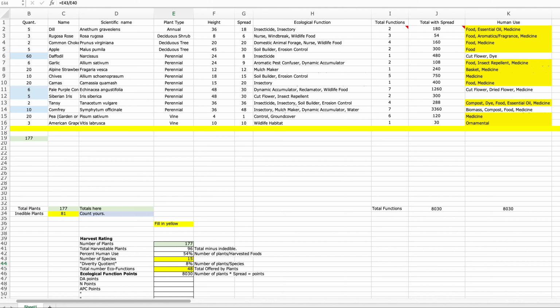Hi, Dan Halsey here. Just wanted to give you a short tour of the ecological function scoring sheet that we have on Moodle and working for the class. This is a very basic and rudimentary calculation sheet so that we can all have a similar calculation to get to that ecological function points and also a diversity quotient.